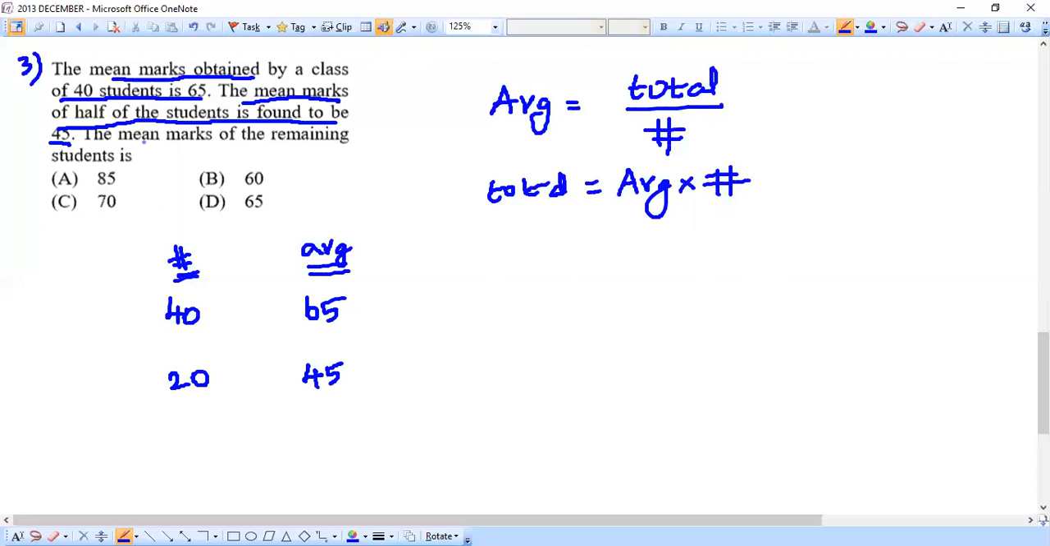Then what is asked in the question? The mean marks of the remaining number of students is how much? This is our question. Remaining students, how many will there be? Once again, there will be 20 more students. See, totally 40 students. For all the 40 students, the average is 65, and for 20 of them in the class, the average is 45. Then what about the average of the remaining 20? This is all our question is asking.